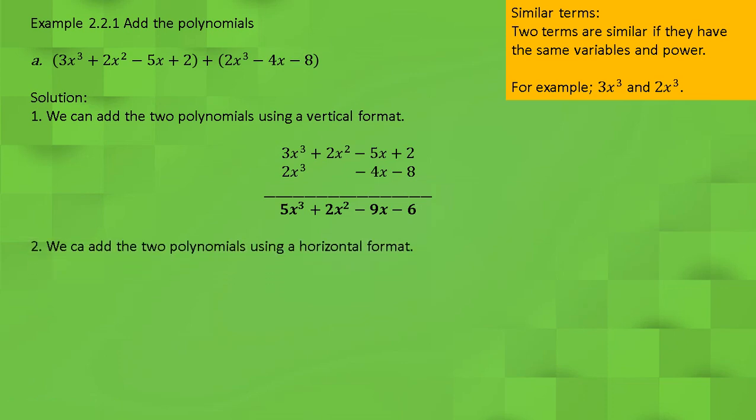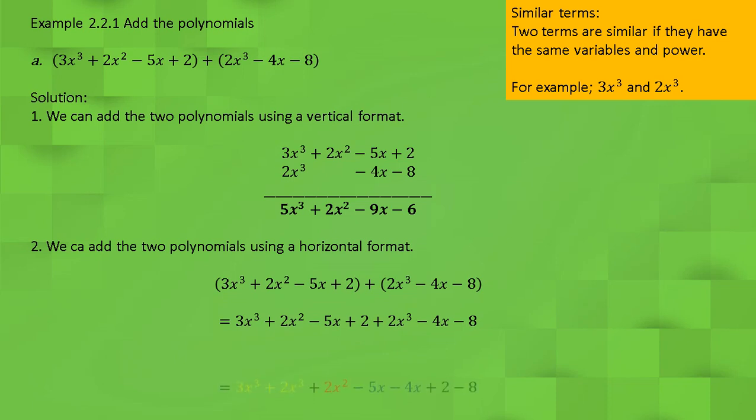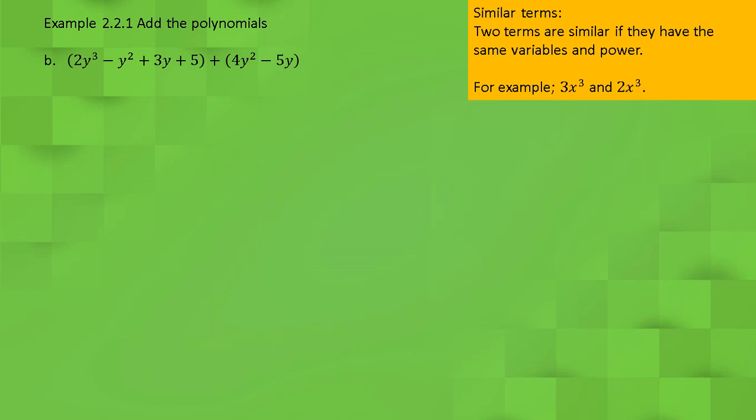We can also add two polynomials using a horizontal format. So here it is. Remove the parentheses. And then you combine like terms. So we have here 3x cubed plus 2x cubed. Giuban sila since we don't have an x squared variable in power. So that's only one there. And do the addition. Okay, another example, 2y cubed minus y squared plus 3y plus 5 plus 4y squared minus 5y.